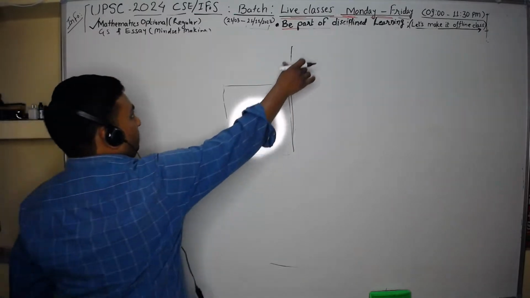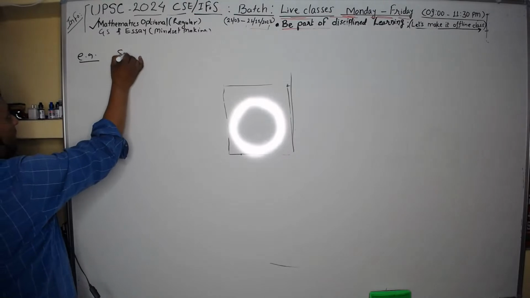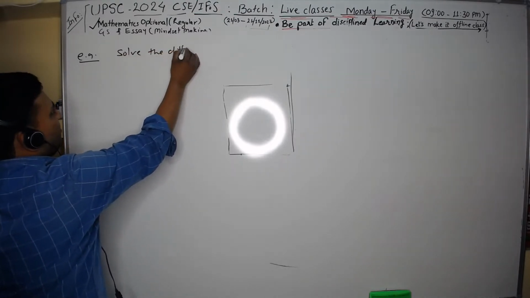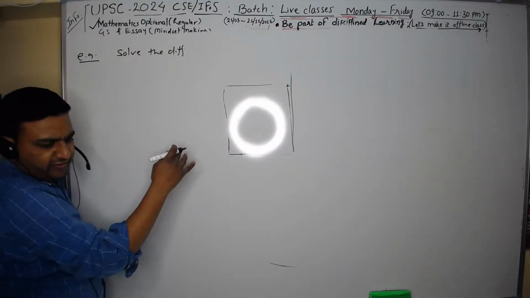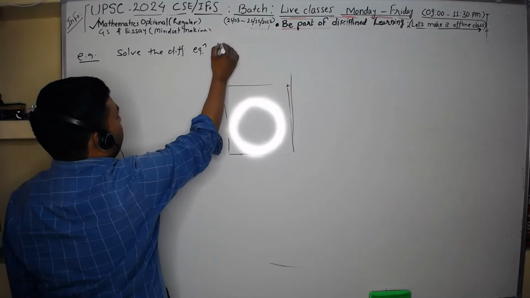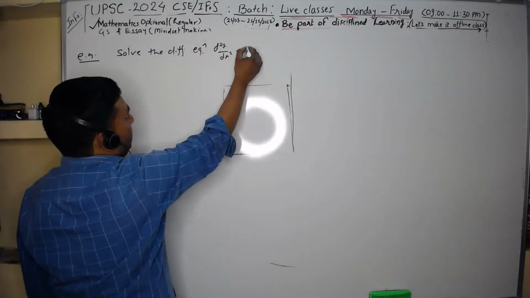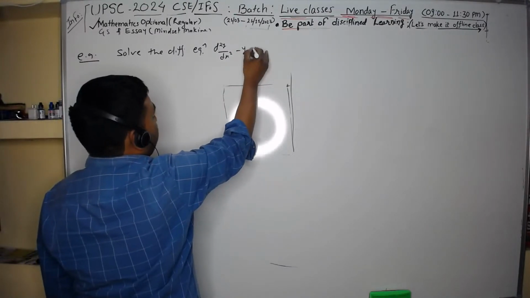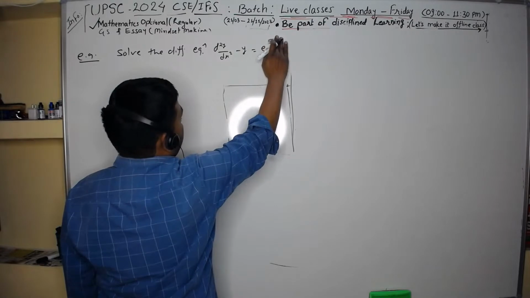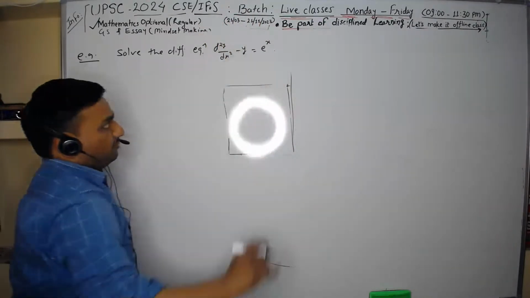So let's have an example here. For example, solve just a basic example to finish the things. Solve the differential equation d2y over dx square minus y equals e raised to the power x, for example.